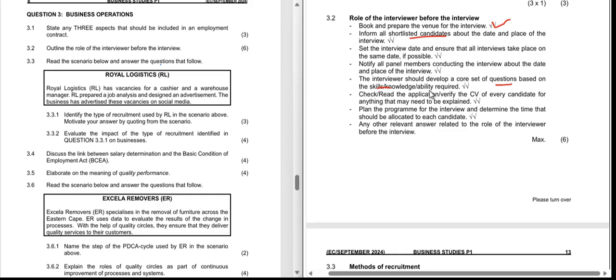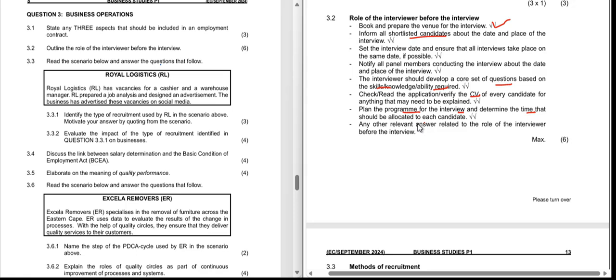You check and read the application, verify the CV of each and every candidate for anything that may need to be explained, and then you plan the program of the interview, determine the time that should be allocated to each candidate. So these are the duties of the interviewer, or the role of the interviewer.